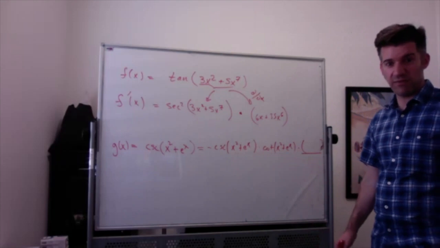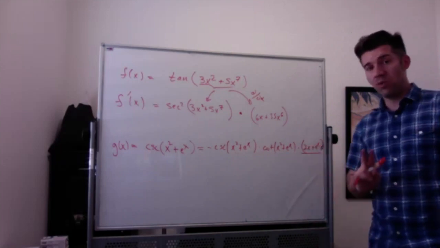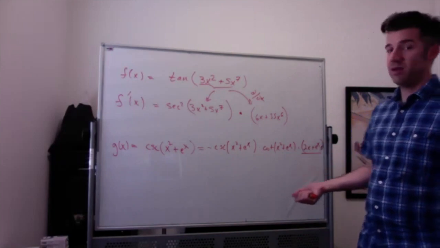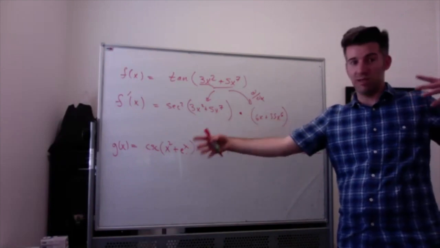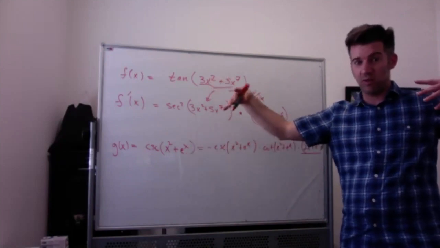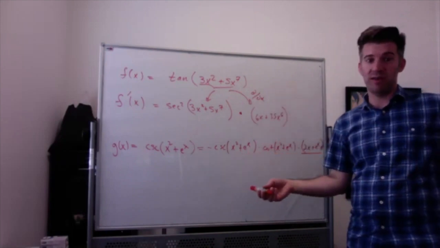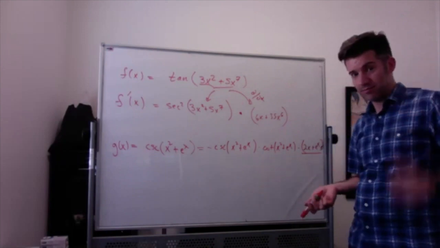The derivative of the stuff, which is 2x plus e to the x. You don't get the derivative of the stuff twice, right? The chain rule is still just take the derivative of the outer function. The outer function was cosecant. The derivative is cosecant of thing times cotangent of thing, where the thing is x squared plus e to the x, but then you multiply by the derivative of that just once, 2x plus e to the x.